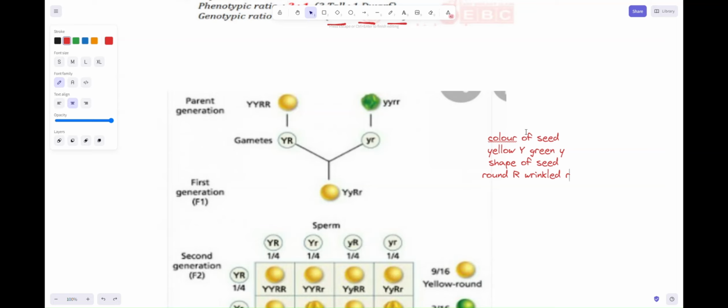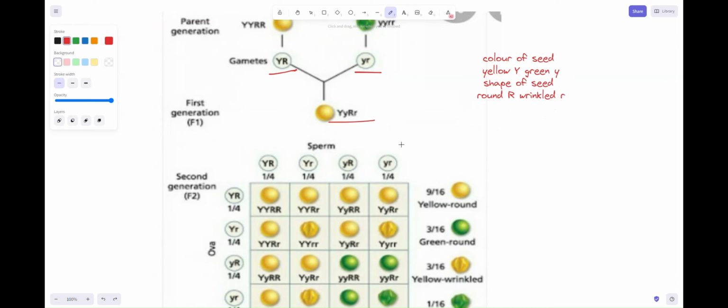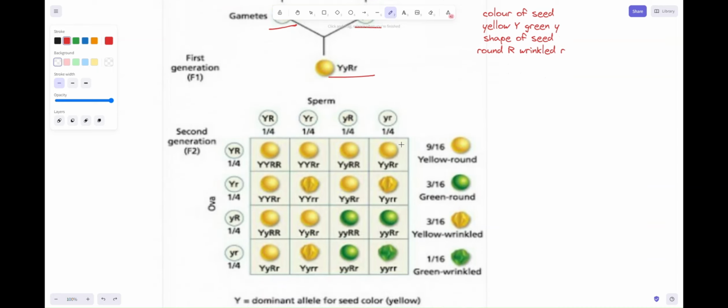You can see homozygous parents are taken, capital Y capital Y capital R capital R. This is the gamete, capital Y capital R and small y small r. After fertilization, the F1 generation offspring have the heterozygous condition, capital Y small y, capital R small r. For the second generation, self pollination is done between capital Y small y capital R small r, and 4 different possible combinations of gametes were obtained.